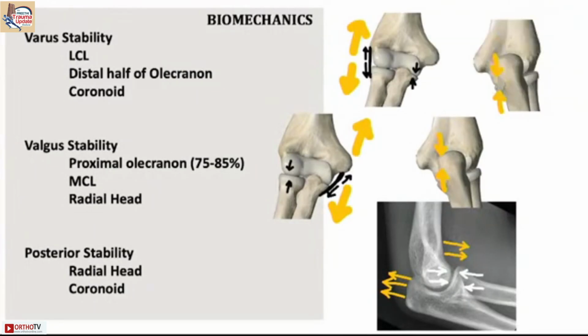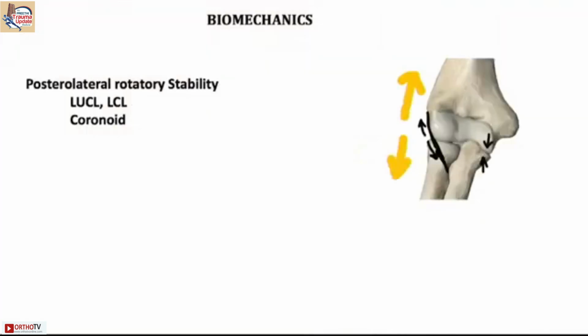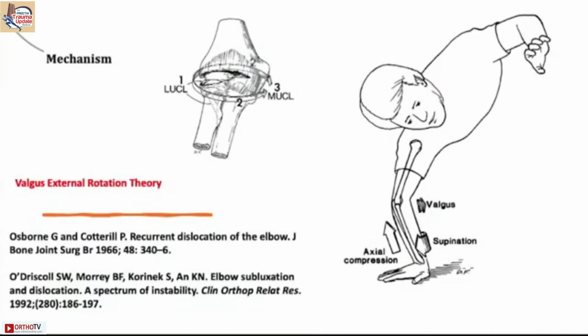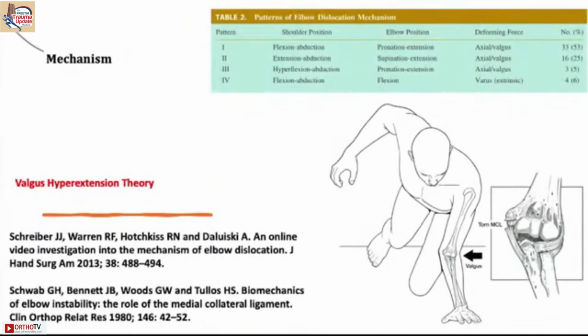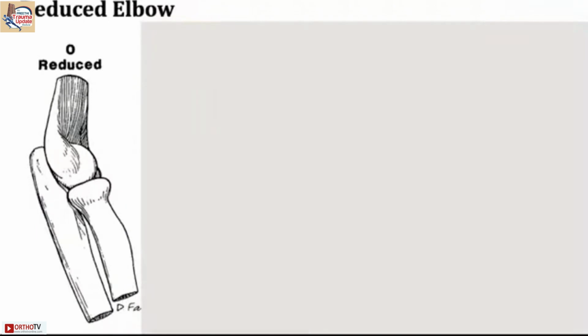It is important to know the structures responsible for varus stability, valgus stability, posterior stability, and posterolateral stability of the elbow. This has been discussed before. There are mainly two theories proposed for the mechanism of injury. One is the valgus external rotation theory proposed by Osborne and Cottrell and developed by O'Driscoll in 1992. The other is the valgus hyperextension theory, where the medial structures are primarily involved, whereas in O'Driscoll's theory it's the lateral structures. It starts from the lateral and goes on to the medial side.